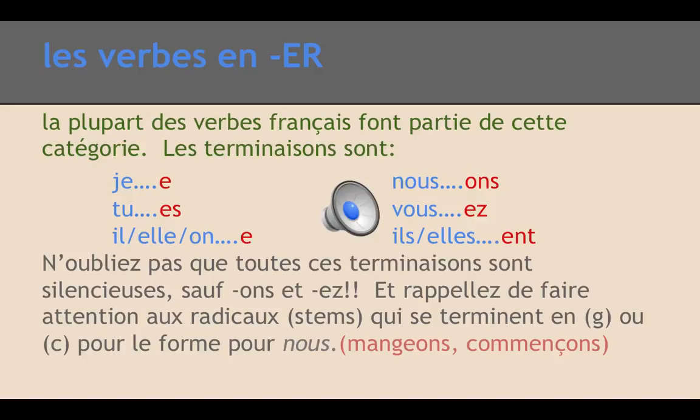Also remember that when the nous form is a verb that ends in either G or C, you need to keep that G or C soft before the O. So for a G, you would add E, like in mangeons, or for a C, like in commencer, you would add a cedilla underneath the C to keep the C soft before the O. So you would have mangeons and commençons. And that goes for all stems that end in G or C.